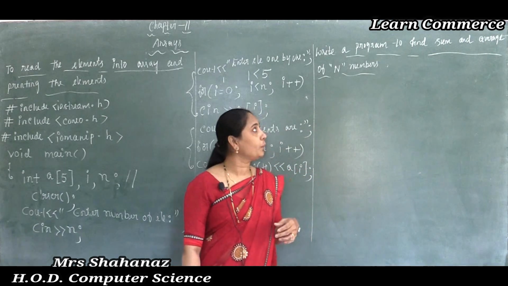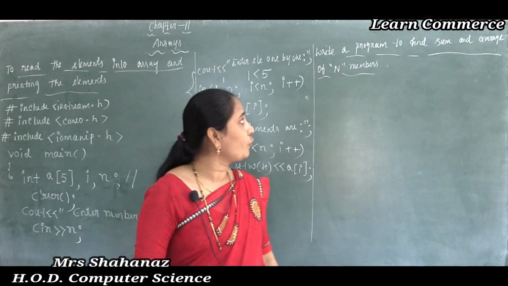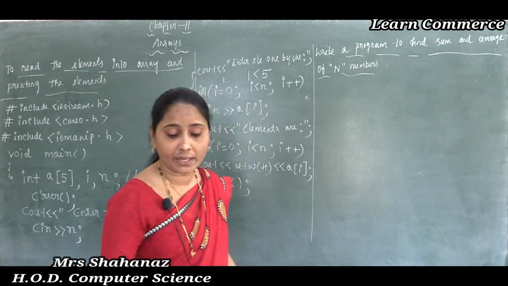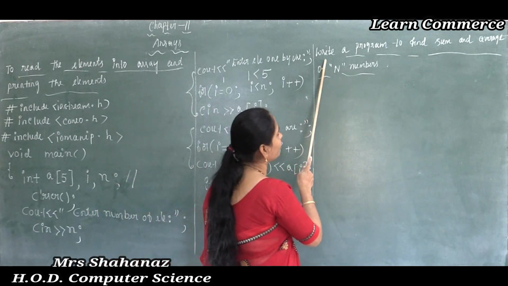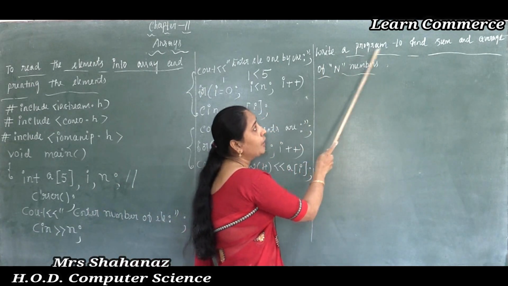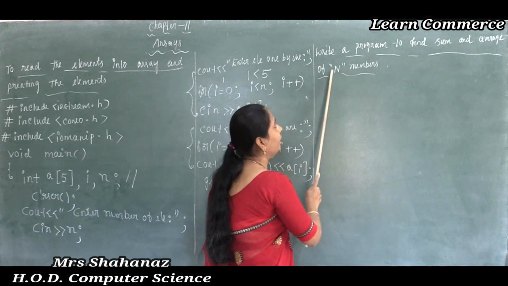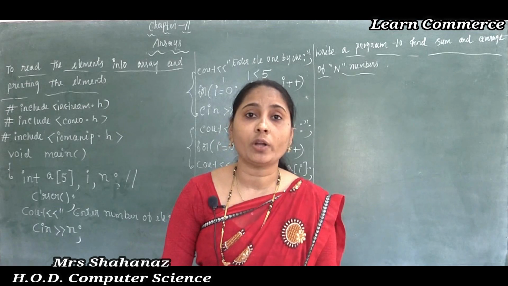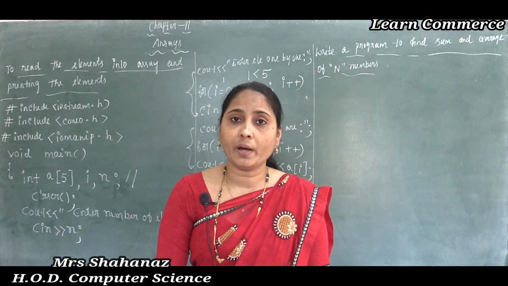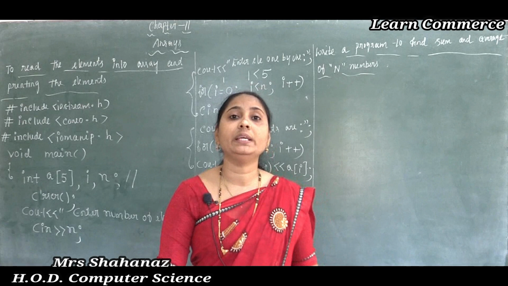So the question of the program: write a program to find the sum and average of n numbers. Clear the question? Again I want to repeat the question. The question asks: write a program to find the sum and average of n numbers here. So in this program we are going to find out the sum of the numbers and the average of the n numbers here.